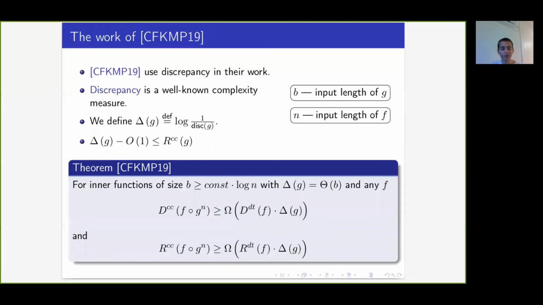Then, the main theorem of Chattopadhyay et al. is both a deterministic and randomized lifting theorem that holds for all inner functions G such that B is bigger than some constant times log N, and delta of G is theta of B. Then, it holds that the communication complexity of the lifted problem is at least the query complexity of F times delta of G. Note that as delta of G is theta of B, the theorem only holds for inner functions that asymptotically have maximal delta and maximal communication complexity.